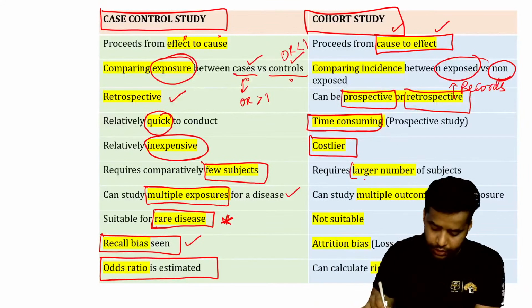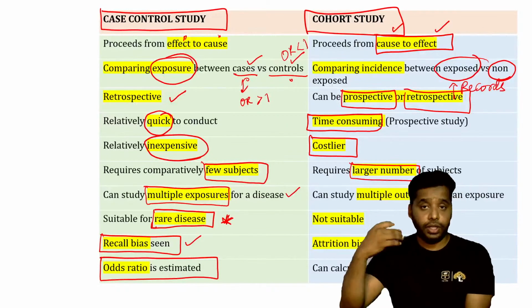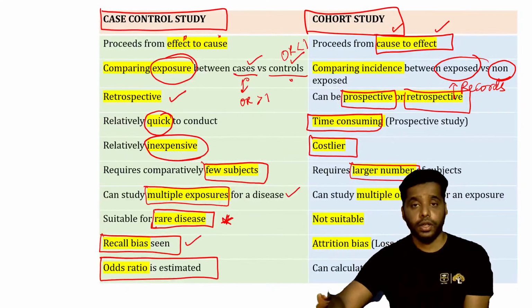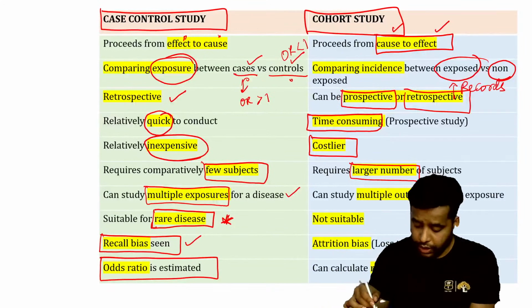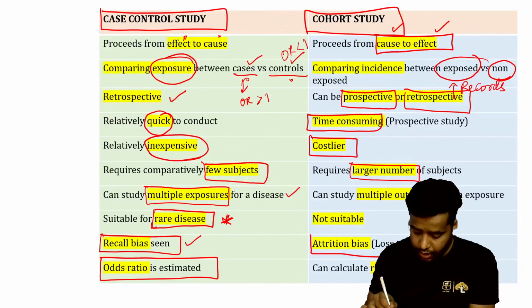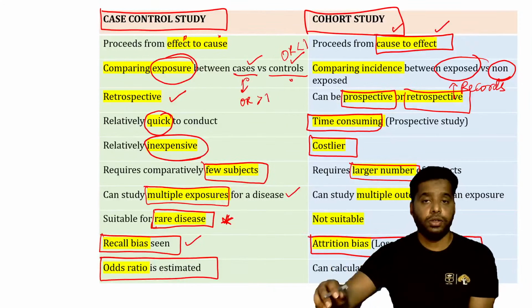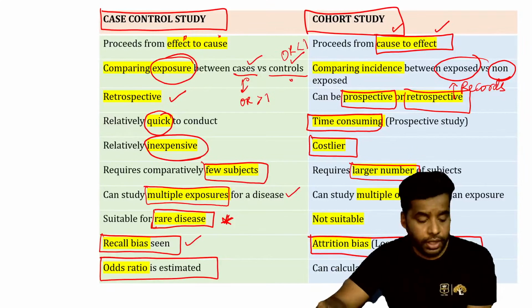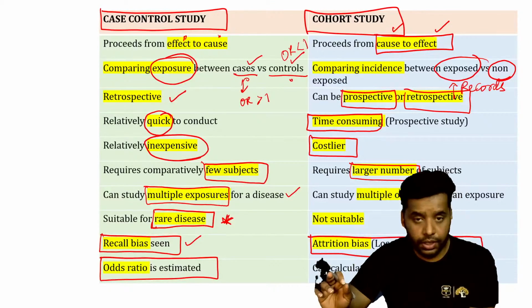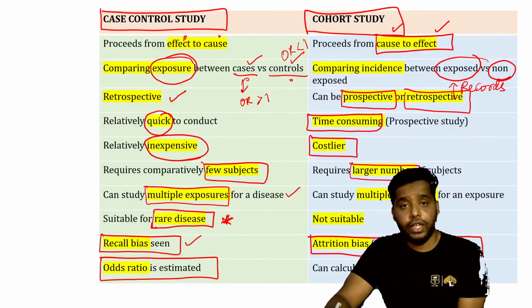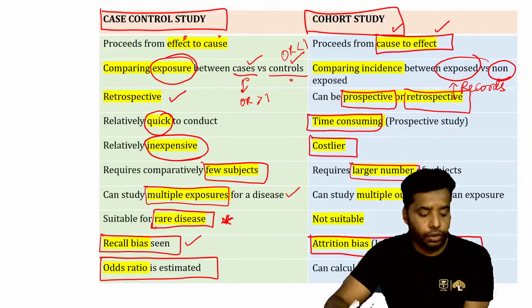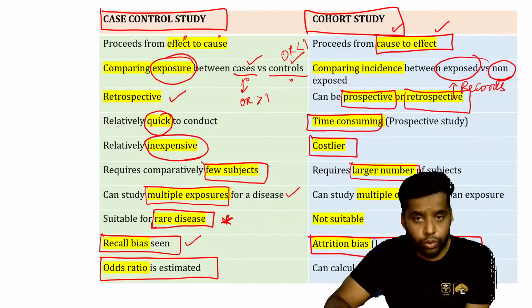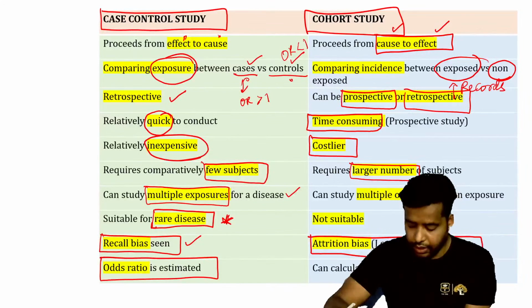Large number of subjects are needed because dropouts can happen in between. Since there are dropouts, we call it attrition bias. Loss to follow-up. Attrition bias is present in cohort study, dropouts can happen in cohort study. That is the reason why we need to take more number of individuals in the study.